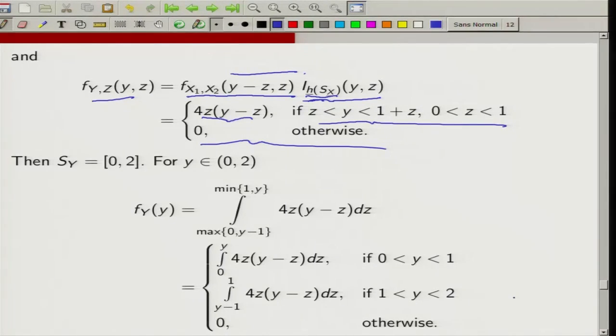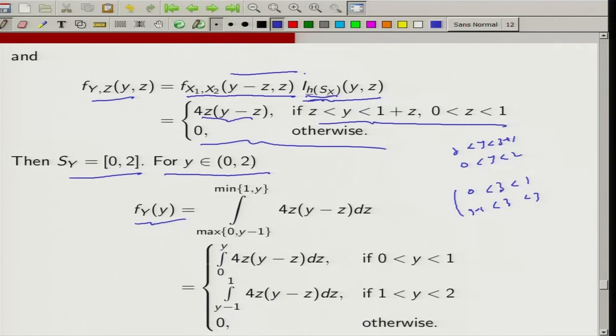Now, I have to find the PDF of Y. Clearly, since Z is between 0 and 1 and Y is between Z and Z plus 1, Y can be anything from 0 to 2. So, the support of Y would be 0 to 2. For Y belonging to (0,2), I try to see the marginal of Y. So, I have to integrate over Z. What is the range for Z for fixed Y? Z is greater than 0 and less than 1, and Z is greater than Y minus 1 and less than Y. If we combine this, Z is greater than or equal to the maximum of 0 and Y minus 1, and less than or equal to the minimum of 1 and Y.